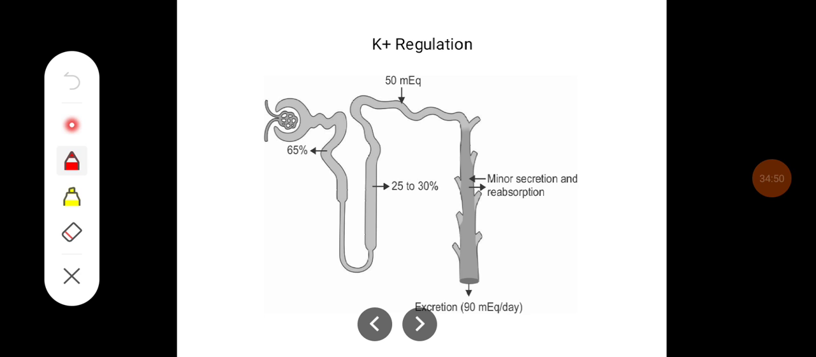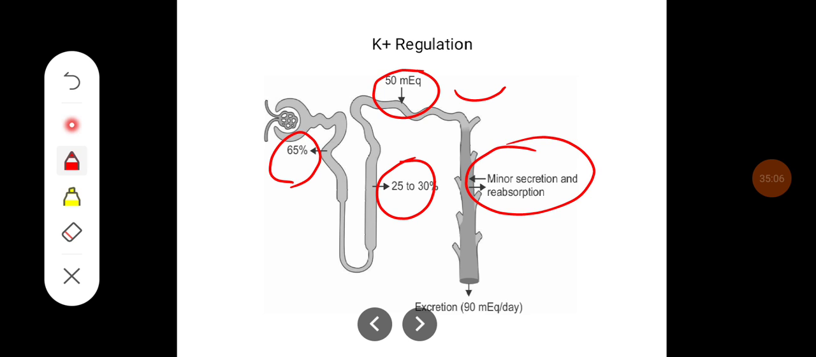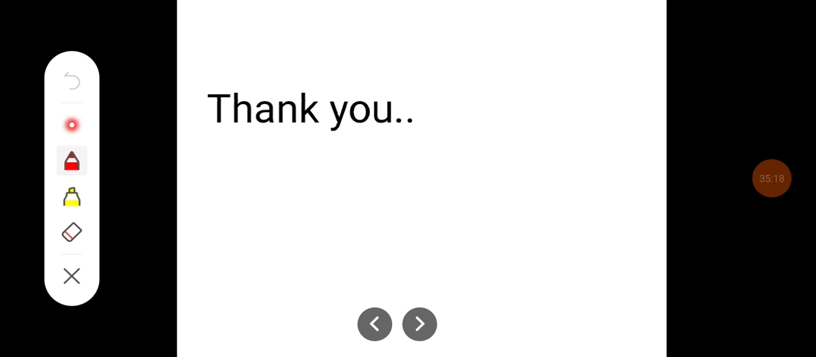So this is how the potassium, 65%, is reabsorbed in the PCT, 20 to 30% is reabsorbed in the thick ascending loop. 50 milliequivalents is secreted, and some minor secretion and reabsorption occurs in the distal collecting duct, and thus 90 milliequivalents of potassium is excreted per day. So this is in brief about the functions of loop of Henle, the distal convoluted tubule and collecting duct. Thank you.